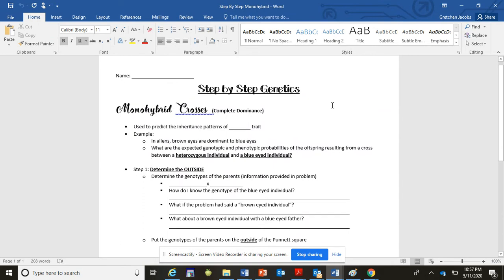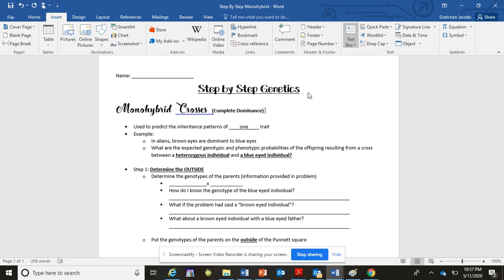Okay, so here is step-by-step genetics of how you actually set up a monohybrid cross. Mono means one, so monohybrid crosses are used to predict the inheritance patterns of just one trait. So here I have an example of aliens. In aliens, brown eyes are dominant to blue eyes. What are the expected genotypic and phenotypic probabilities of the offspring resulting from a cross between a heterozygous individual and a blue-eyed individual? So it says that brown eyes, I'll put a little text box over here.